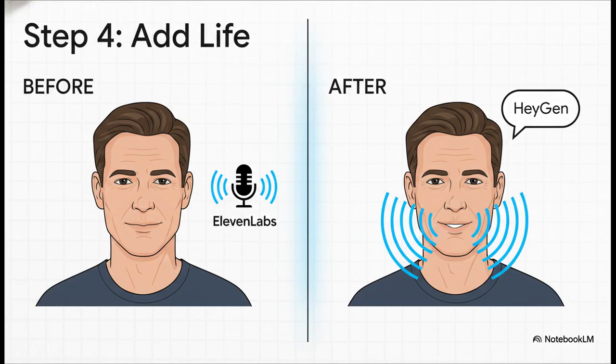First, you can use a tool like 11 Labs to generate the character voices. Then, you take that audio and your images over to a platform like HeyGen, which will automatically animate the mouths for a perfect lip sync.